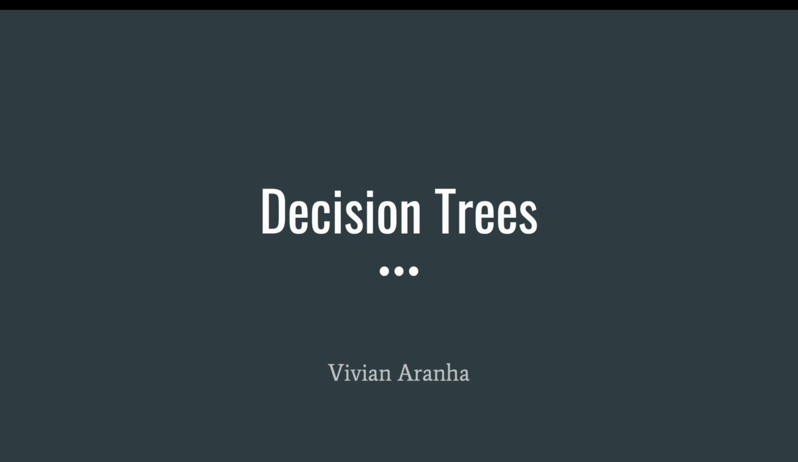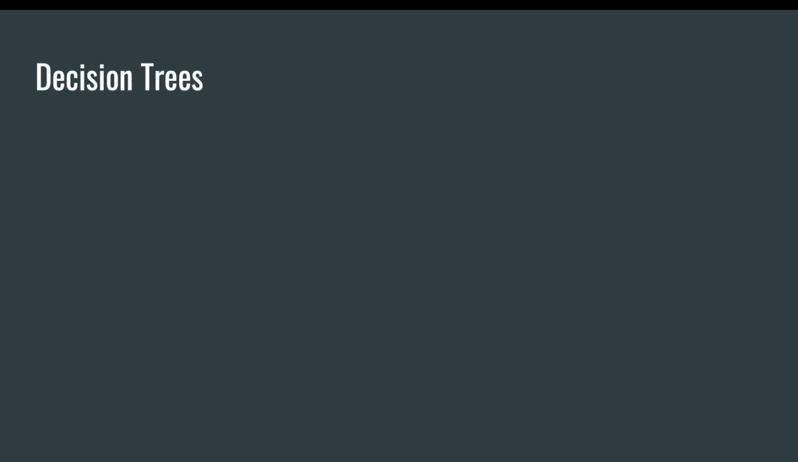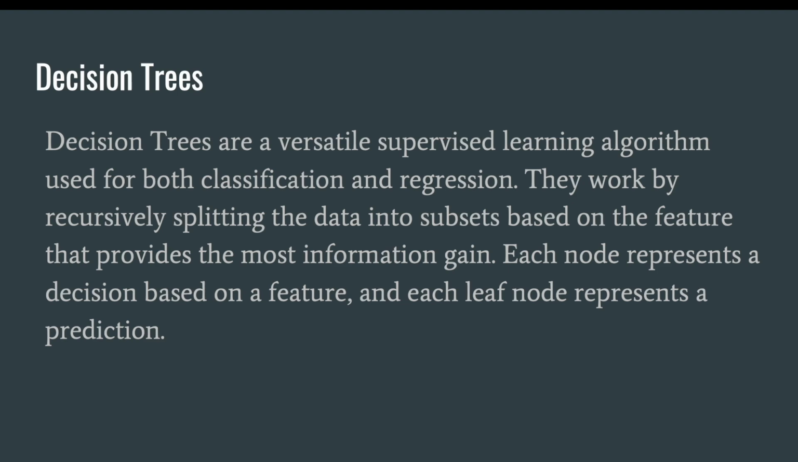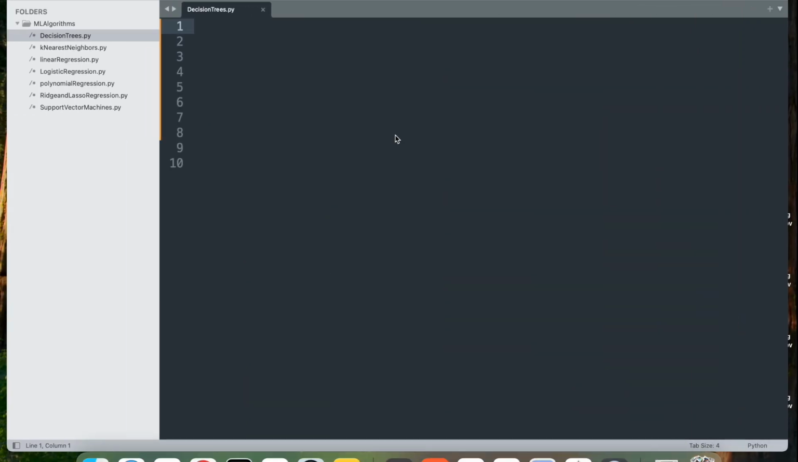Decision trees. Decision trees are a versatile supervised learning algorithm used for both classification and regression. They work by recursively splitting the data into subsets based on the feature that provides the most information gain. Each node represents a decision based on a feature, and each leaf node represents a prediction. Let's go through a line by line breakdown of the code for implementing a decision tree classifier in Python.